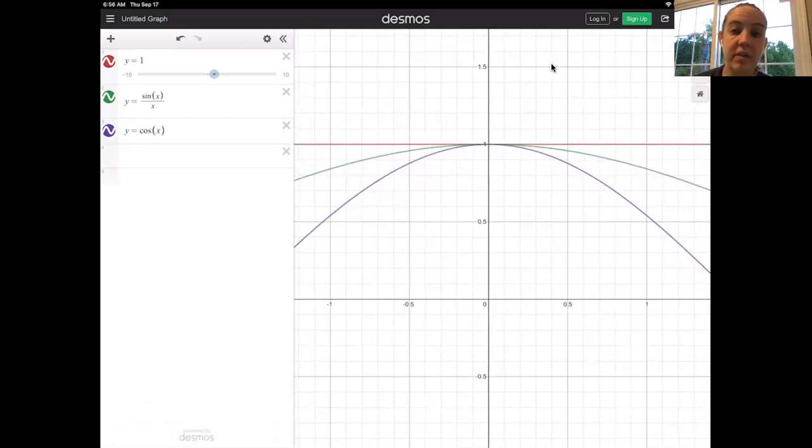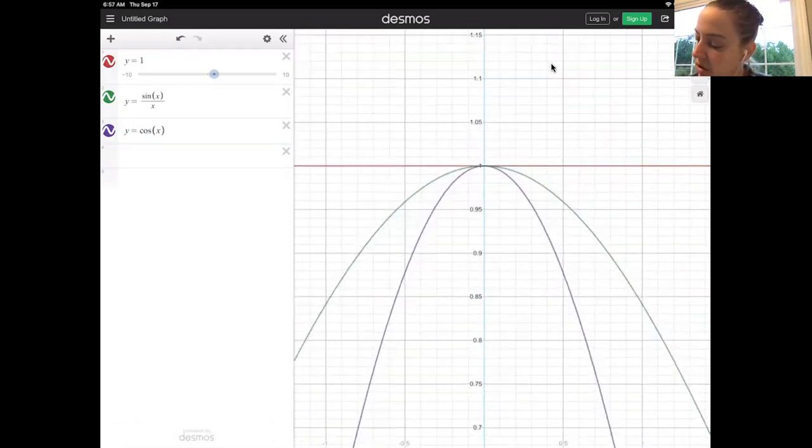So the red curve is 1, the green curve is sine of x over x, and that blue curve is cosine of x. And you can see that for this particular range, right around 0, 1 is always on the top, cosine is always on the bottom, and sine of x over x is squeezed through the middle.